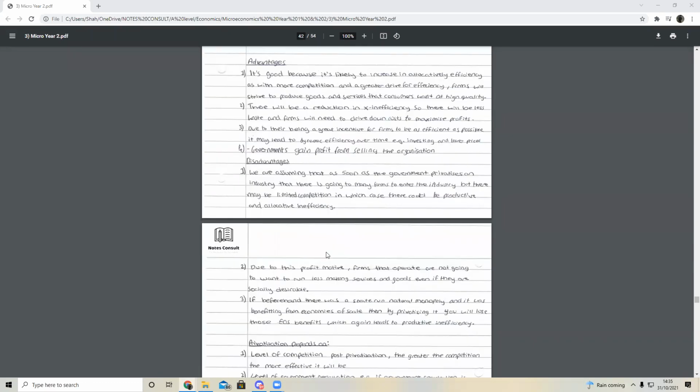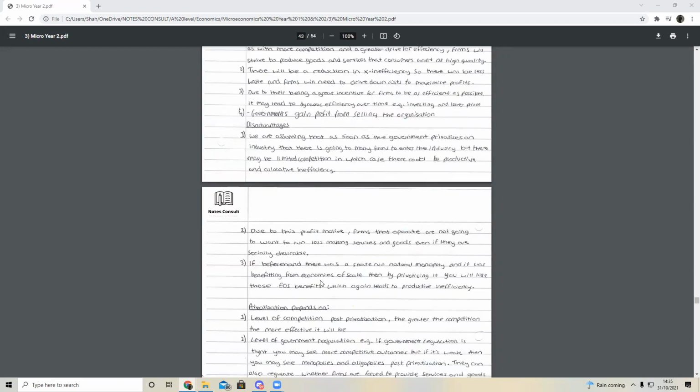What's the disadvantage of this? Assuming that as soon as the government privatizes the industry many firms will enter, there may still be limited competition, in which case there could be productive and allocative inefficiency. Due to the profit motive, firms are not going to want to run loss-making services and goods, even if they are socially desirable. If beforehand there was a state-run natural monopoly benefiting from economies of scale, then by privatizing it you will lose those benefits, which again leads to productive inefficiency.